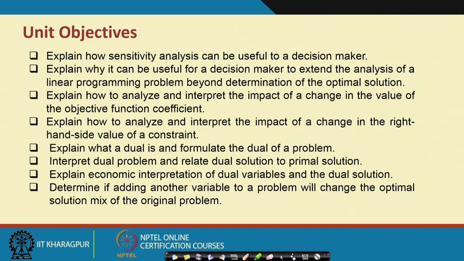Again, we would like to interpret what a dual is and formulate the dual of a problem, interpret the dual problem and relate the dual solution to the primal solution, and explain the economic interpretation of the primal and dual problems. We also examine the situation of adding another variable to a problem, whether the optimum value or optimum solution will change, and whether adding one particular constraint keeps the optimality constant or changes it. So, we have different kinds of options. That is how prescriptive analytics is very interesting.